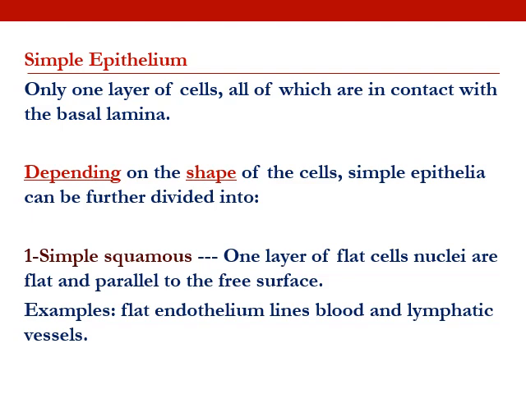The simple squamous epithelial tissue composed of one layer of flat cells with flat nuclei and parallel to the free surface. For example, flat endothelium that lines the blood and lymphatic vessels.